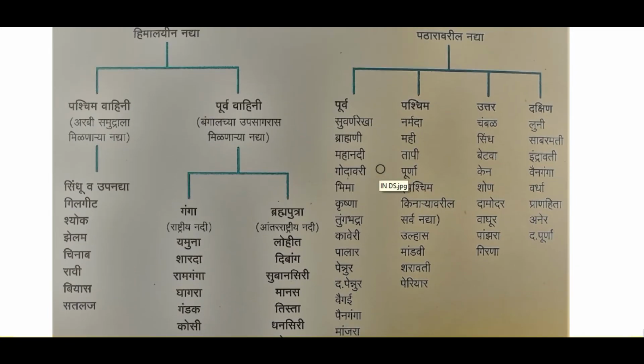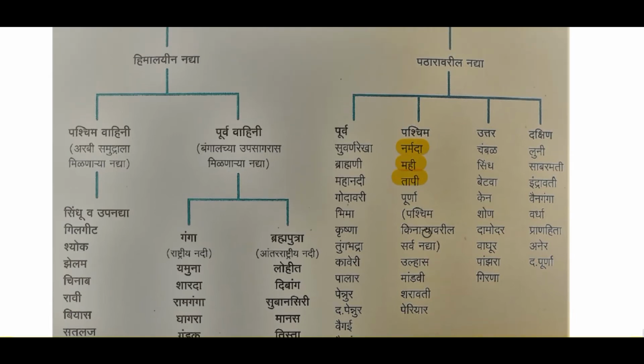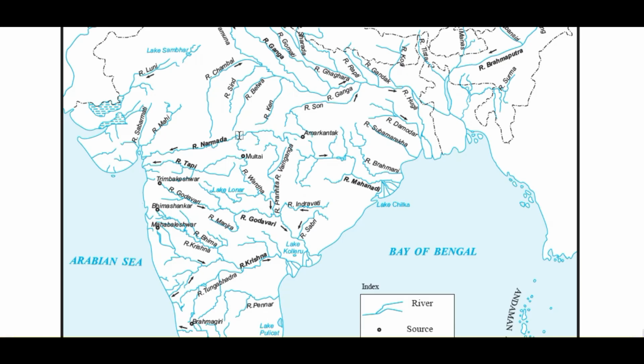So here you can see the major rivers: Narmada, Mahi, Tapi. These are the major west flowing rivers apart from the coastal rivers. Here you can observe this is Narmada, then this is Tapi, here it is Mahi, here it is Sabarmati, and this is Luni.